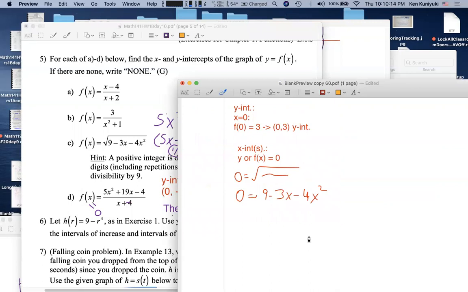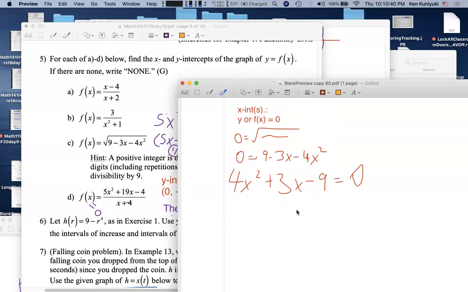Now, you could work with it directly, but I think it'll be nicer if we add 4x squared, because I like positive leading coefficients. Add 4x squared to both sides, add 3x to both sides, subtract 9 from both sides. This is a more popular form. Unfortunately, this does not factor old school. If you don't believe me, check out the discriminant. It's not a nice perfect square. Is it 130? Is this the one that's 137? That sounds familiar.